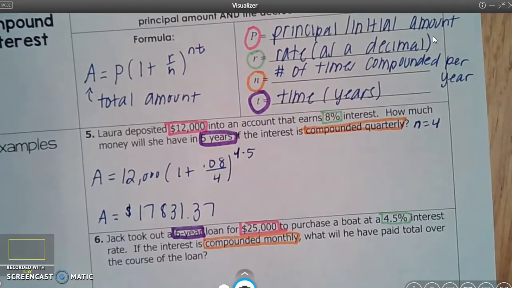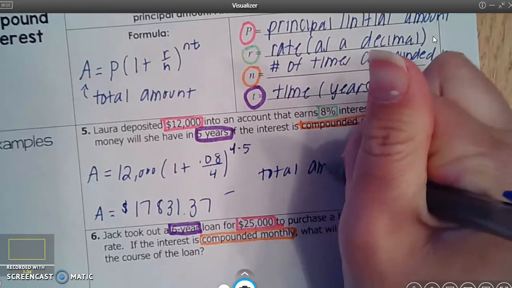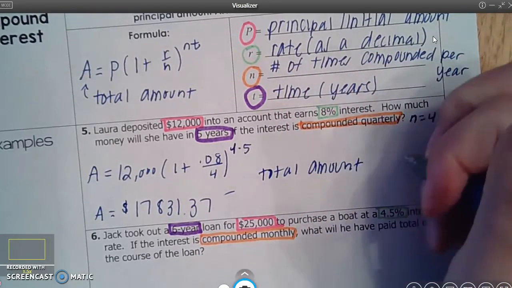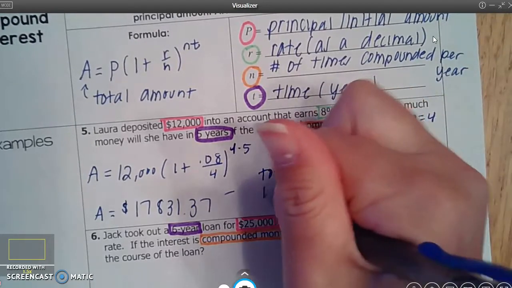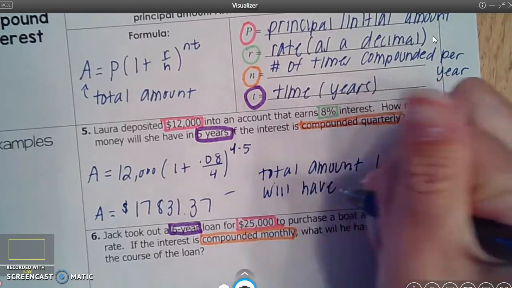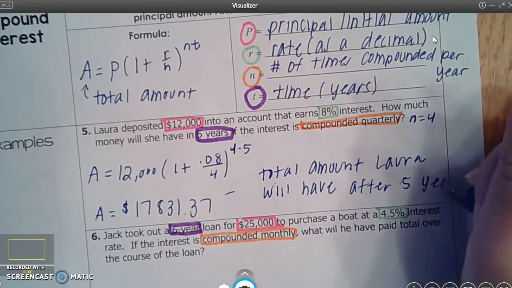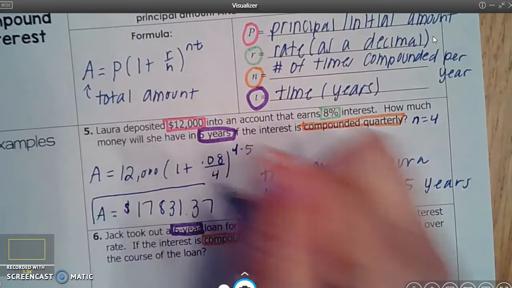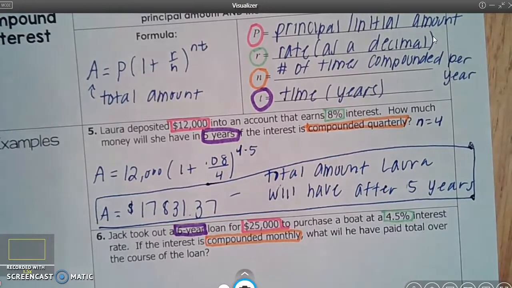Okay, last but not least, we need to state what that means. So this is the total amount Laura will have after 5 years. So this whole thing is my answer. Okay, let's try number 6.